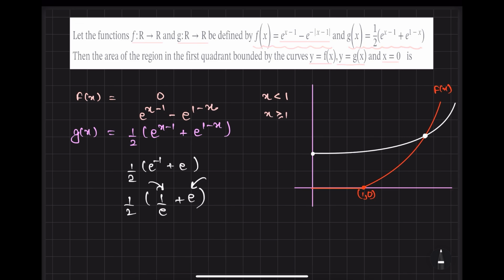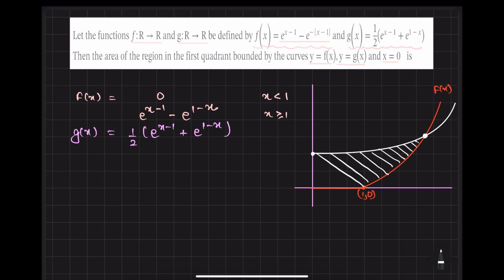Okay, now the point is we have to find out the intersection point, then only we can find out the area in the first quadrant. Okay, so we have to calculate the intersection point. So intersection point means f of x equals to g of x. This is your g of x. Now let's calculate the intersection point.